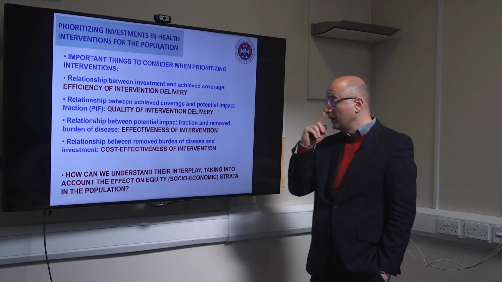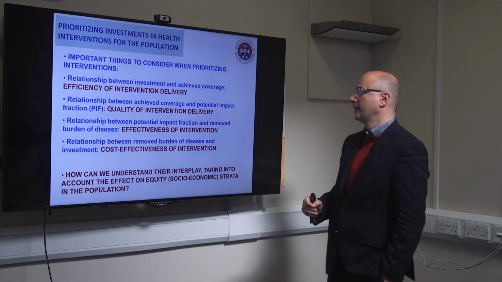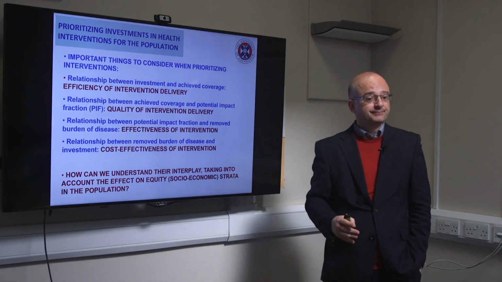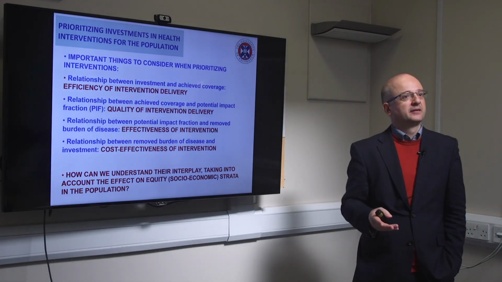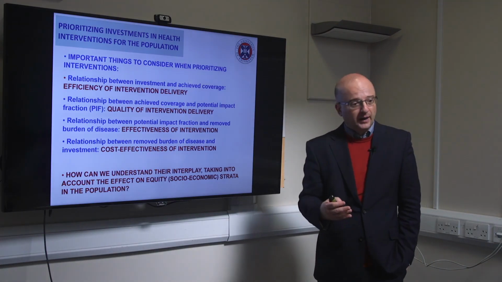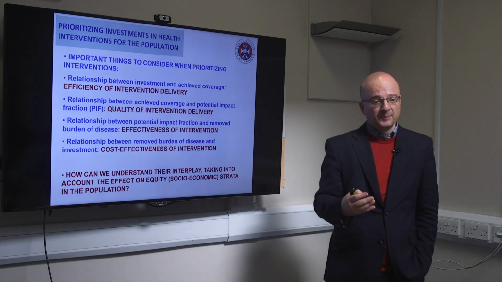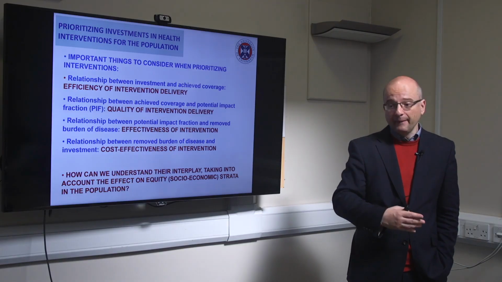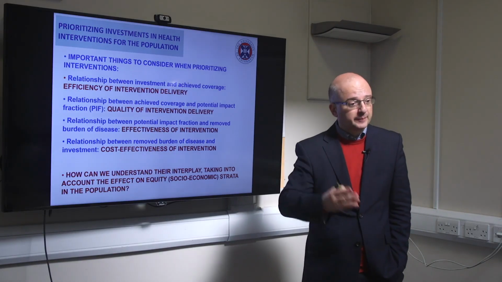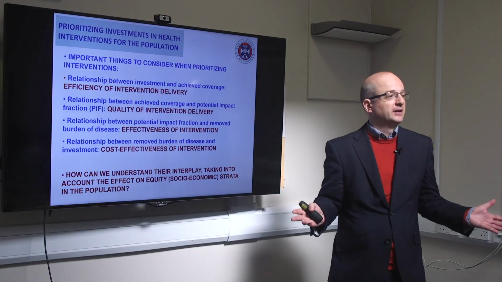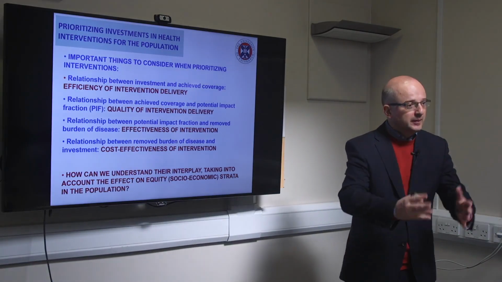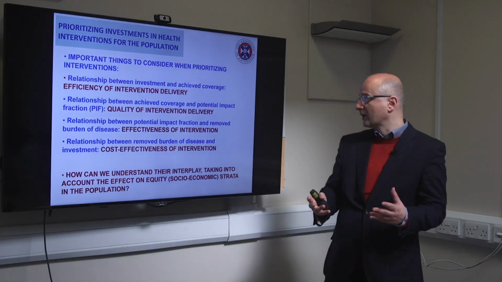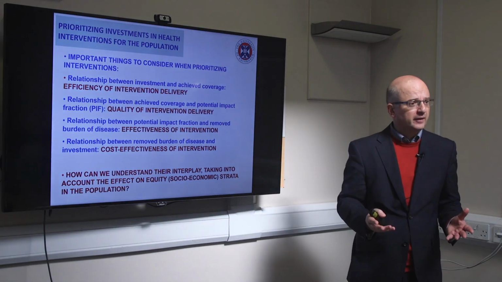The second thing we need to know is what is the relationship between achieved coverage and the potential impact fraction. Now, why would that matter, you can ask? I mean, you can assume that if some intervention protects you 100% from 100% of disease, then if you cover 100% of population, you would just get rid of the disease, you would eradicate it. But the problem is that there is something called quality of intervention delivery as well, right?